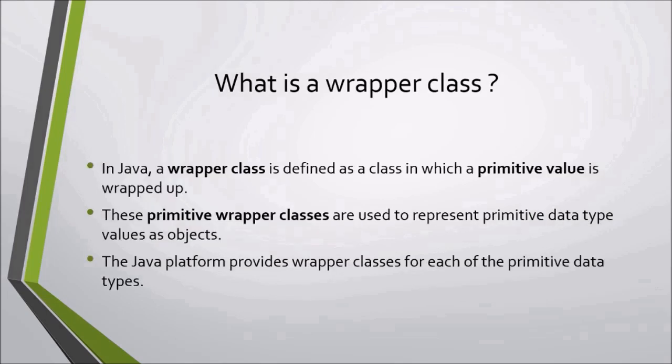What is a wrapper class? In Java, a wrapper class is defined as a class in which a primitive value is wrapped up. These primitive wrapper classes are used to represent primitive data type values as objects. The Java platform provides wrapper classes for each of the primitive data types.